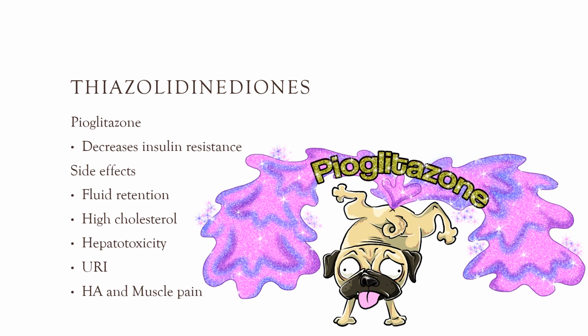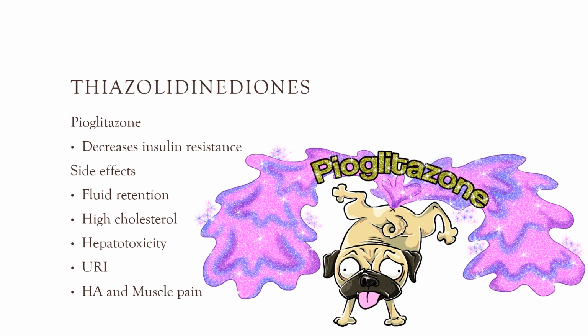Next we have our thiazolidinones. Pioglitazone is going to be one of our prototypes. It decreases our resistance to insulin, so it helps us utilize our insulin in our body a little more effectively. This medication, of course, can cause low blood sugar, but it also comes with fluid retention, high cholesterol, liver toxicity, upper respiratory infections, and headache and muscle pain.